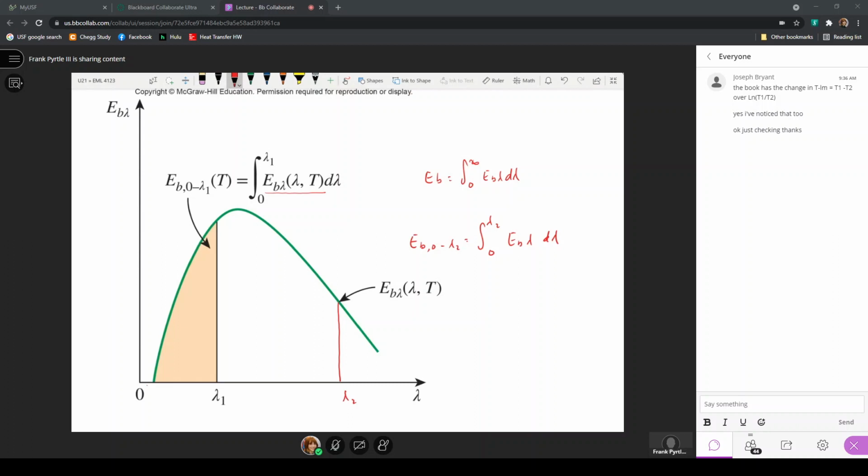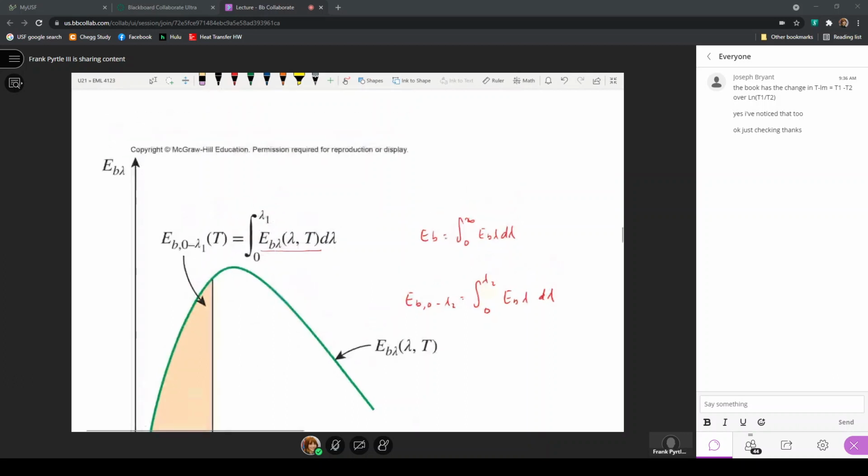It's just implied here. So this would give me all of the area from 0 to lambda 2 here. If I integrate from 0 to infinity, it gives me EB. It gives me all the area under the entire curve here. So how would I get it for just the visible light spectrum?